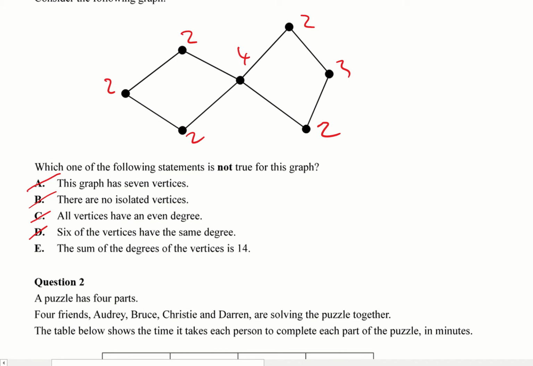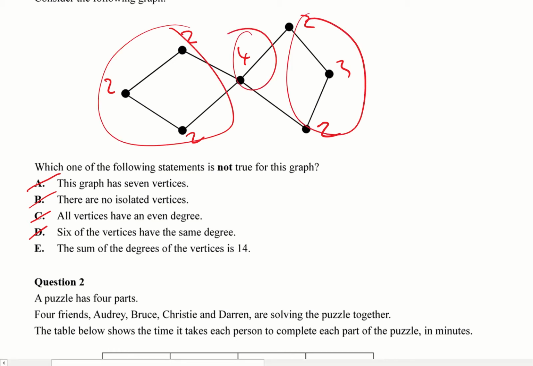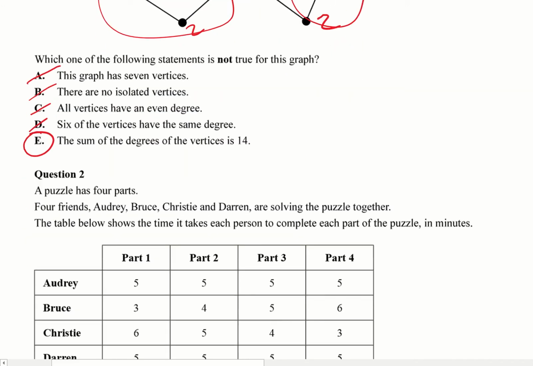What's not true, if we sum all those up, we've got 6 from here, 6 from here, so that's 12 plus 4 would be 16. So our answer is E. All right.